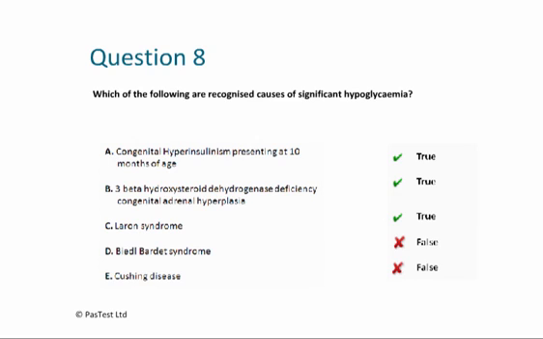Congenital hyperinsulinism may present at a later age. There are different types of congenital adrenal hyperplasia, of which a rare variety is 3-beta-hydroxysteroid dehydrogenase deficiency. Like 21-hydroxylase deficiency, these children have adrenal insufficiency, which may cause hypoglycemia. In Laron syndrome, there is growth hormone resistance, which may cause hypoglycemia.